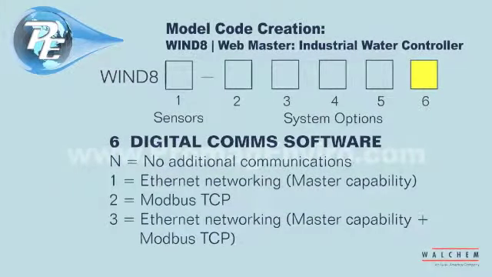The next selection is digital communications software. The letter N represents no additional communication software. The number 1 represents Ethernet networking, master capability. The number 2 represents Modbus TCP. The number 3 represents Ethernet networking, both master capability and Modbus TCP.